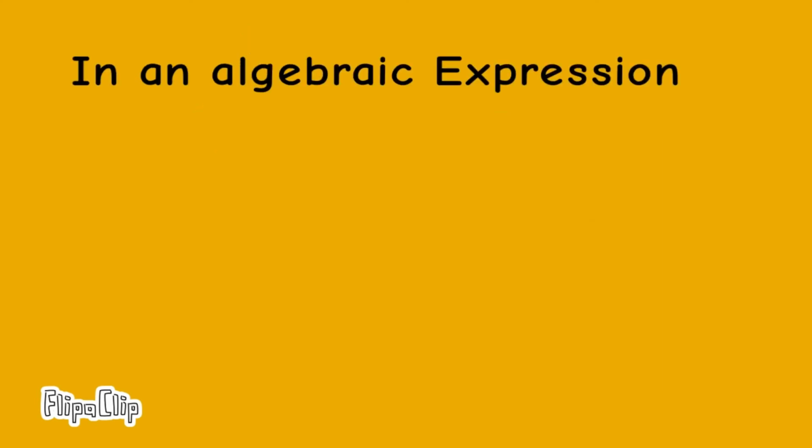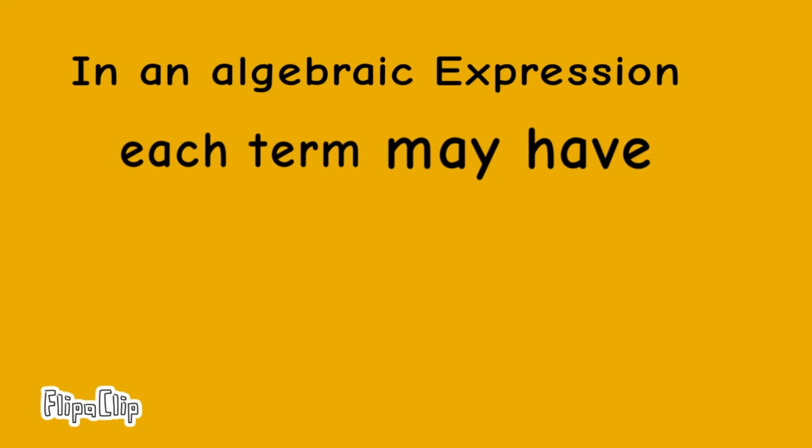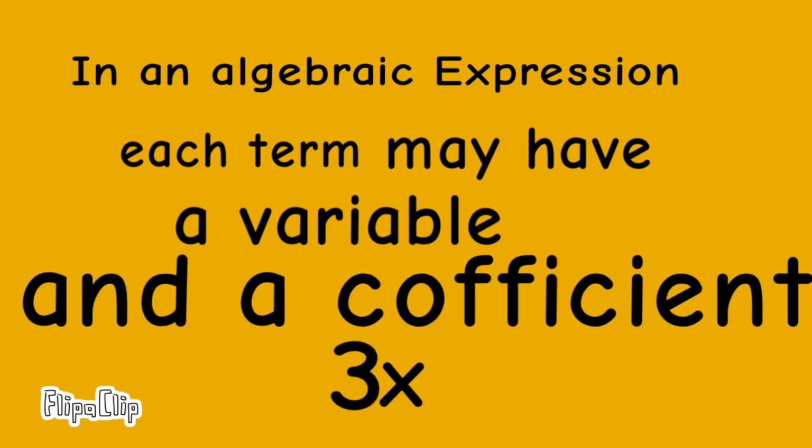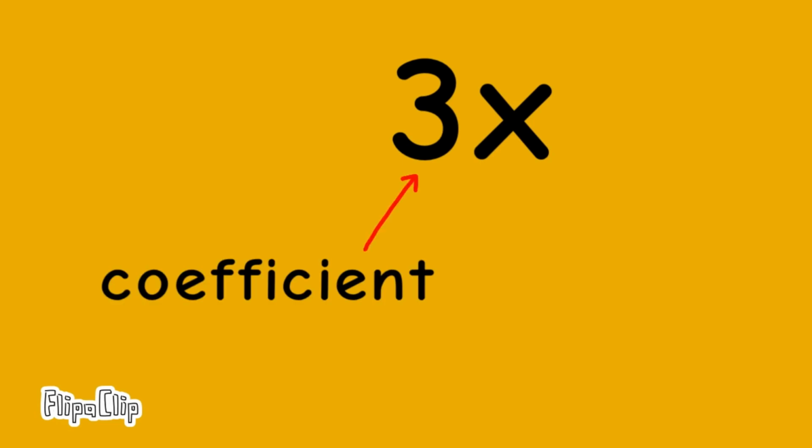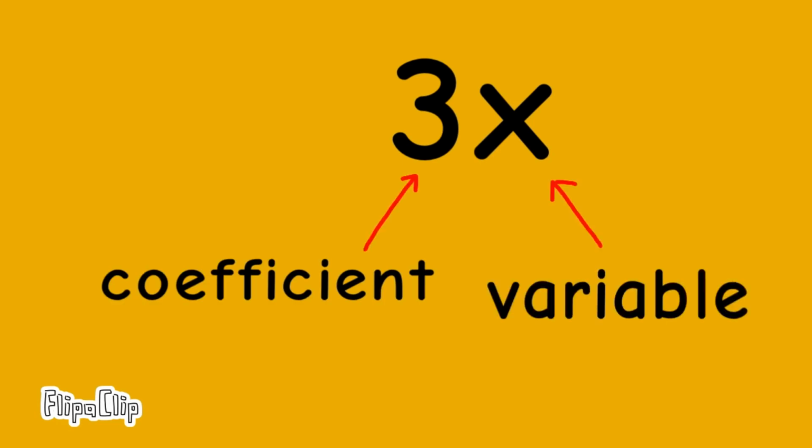One more thing you should know in algebra is that each term in an algebraic expression should have a coefficient and a variable. In this example, 3 is a coefficient and x is a variable. Also, we made mention of term.